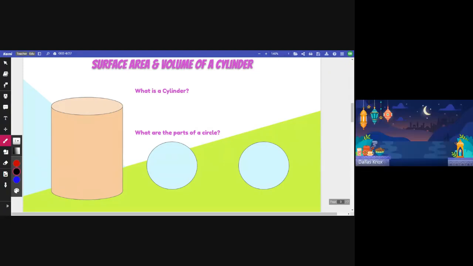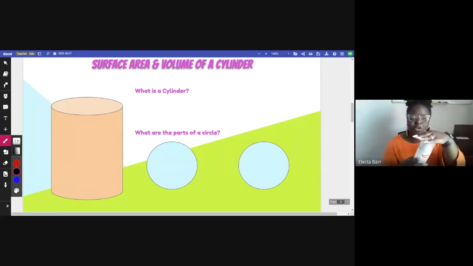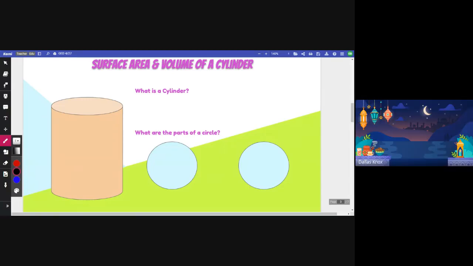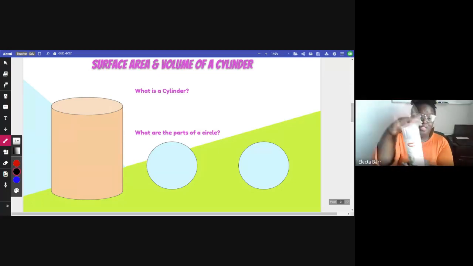A circle, two circles. Two circles for sure, right? A circle on the top, circle on the bottom. And a cone, a cylinder. Well, this is a cylinder, but you've got the two circles, right? You've got a circle on the top, circle on the bottom.